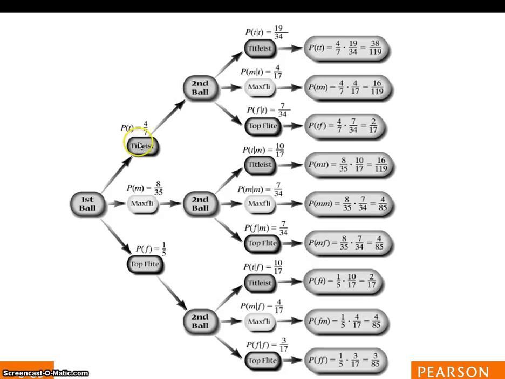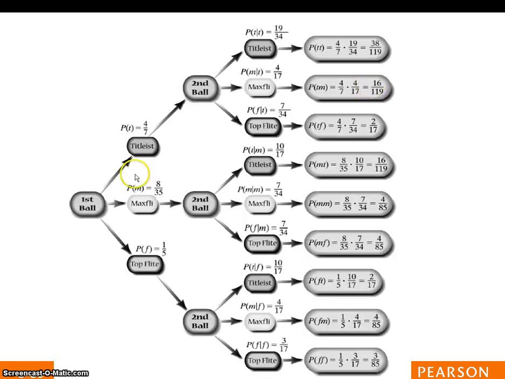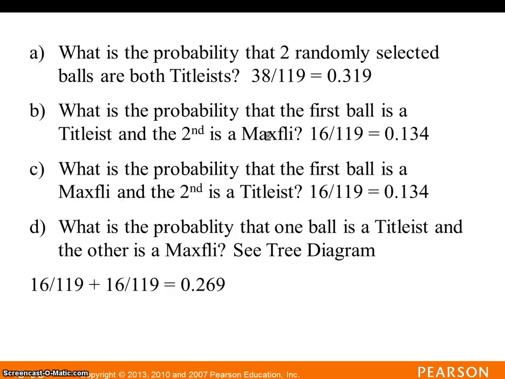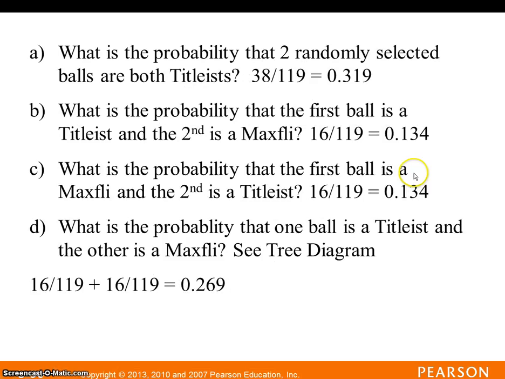So in this case, you would go here and then go here. That would give you 16 out of 119. What is the probability that the first ball is a Max Fly and the second is a Titleist? So I guess you could think of this as, what is the probability that the second ball is a Titleist, given that the first ball is a Max Fly? So you could use the conditional probability we're talking about here. Again, just go to the appropriate branch here, which will give you 16 out of 119 again.